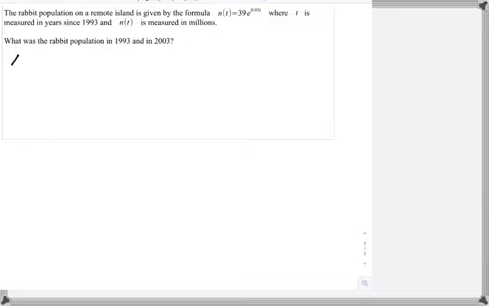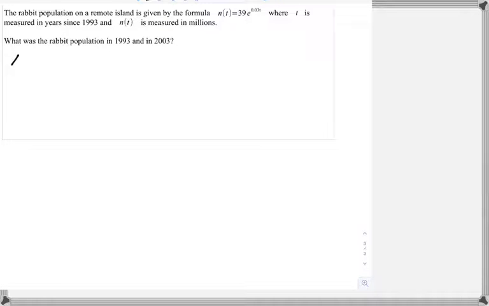And here we have the rabbit population on a remote island is given by the formula N of t equals 39e to the 0.03t, where t is measured in years since 1993, and N of t is measured in millions. And very basic, they want us just to use this model. So what is the rabbit population in 1993 and in 2003?